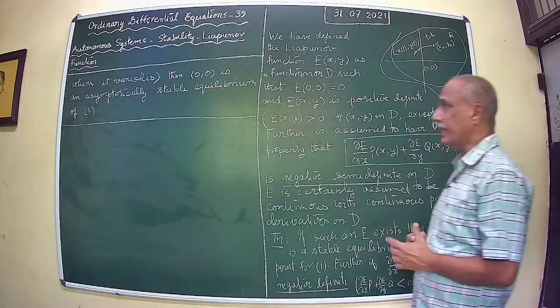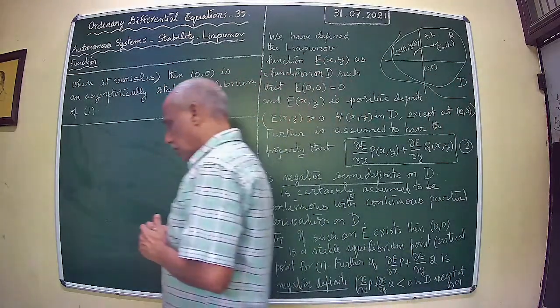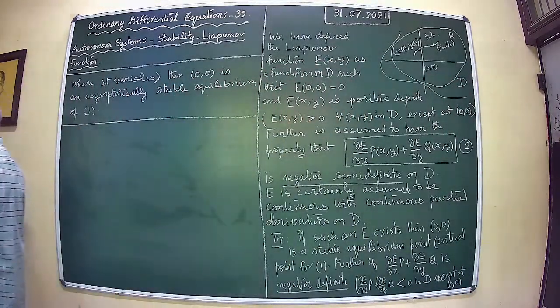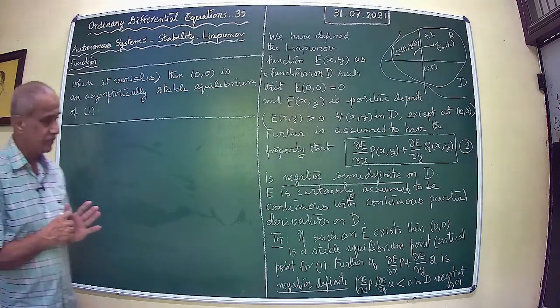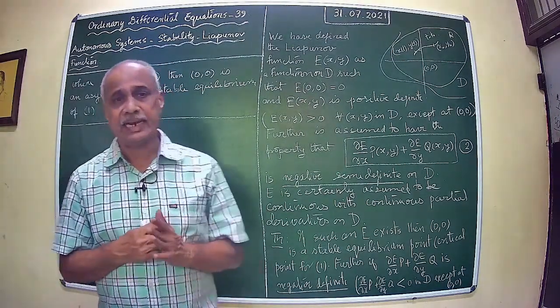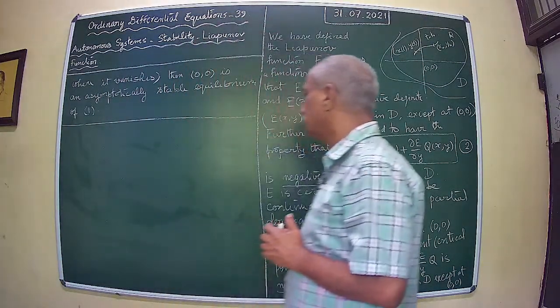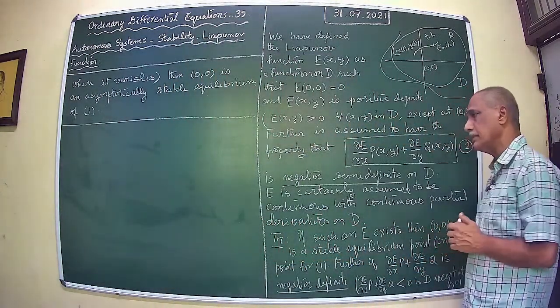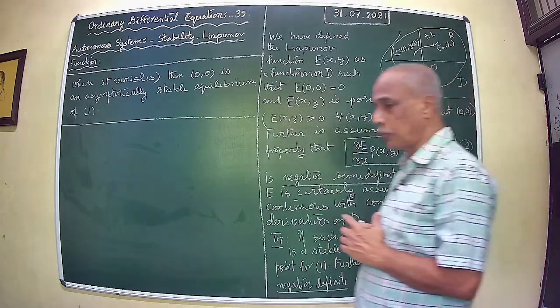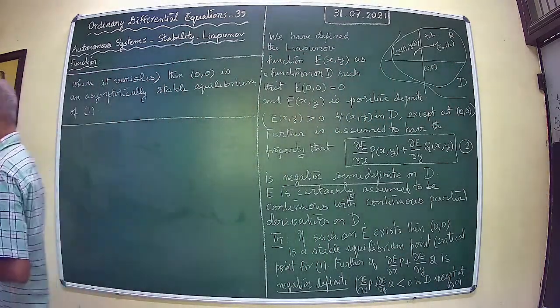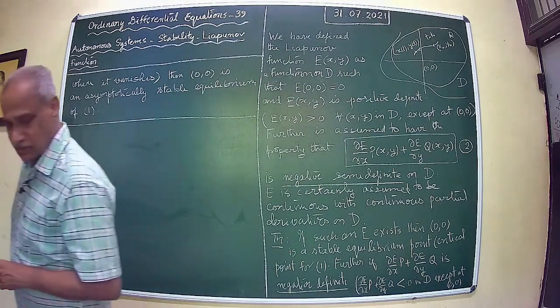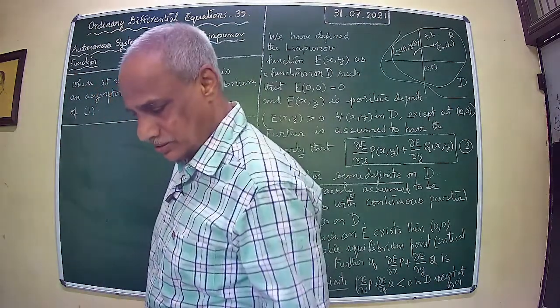But in the case of an asymptotically stable equilibrium point, you see that every characteristic that is in a neighborhood of the equilibrium point will approach the equilibrium point. Now this is the difference between them. Okay, so we will prove this theorem.